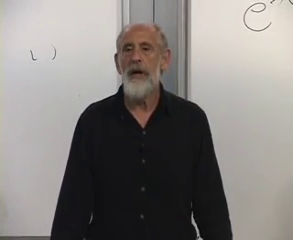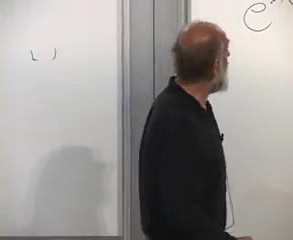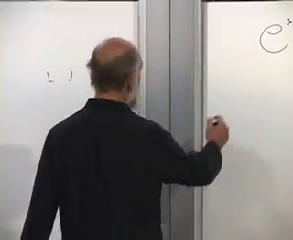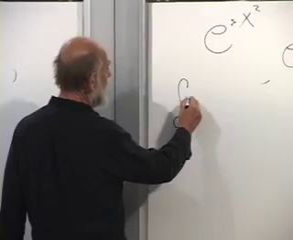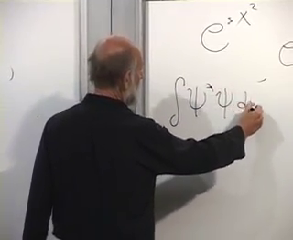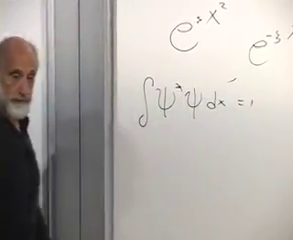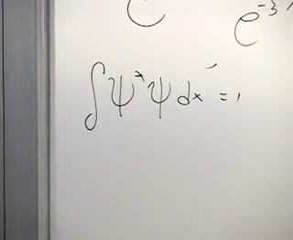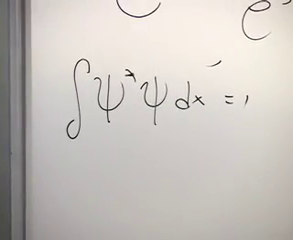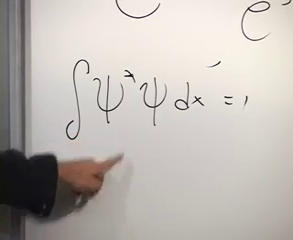The right way to say it is the true space of states is the space of states of square integrable functions. Namely, they have the property that psi star psi dx is equal to 1, total probability equal to 1. That precludes functions which exponentially blow up far away. They would not be square integrable.